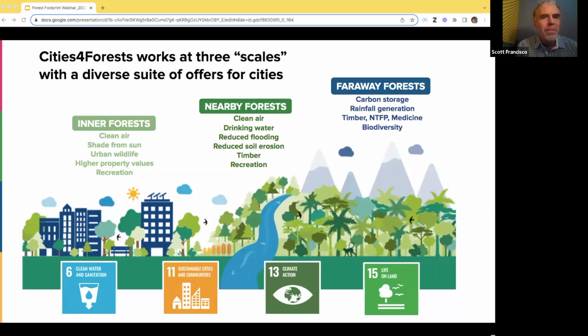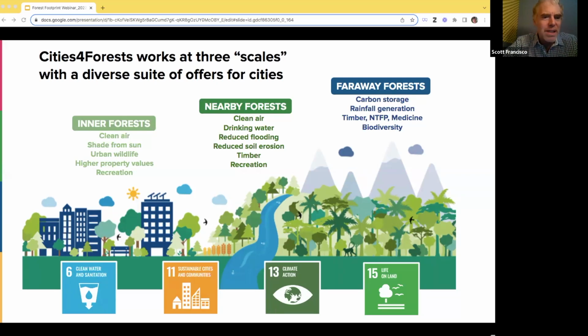To zoom out a little bit, Cities for Forests as a network works at three scales. What we've been talking about here on the far right of this slide are the faraway forests. From a city's perspective, we call them faraway forests because they are well outside of their boundaries. In the case of the northern cities of the world, tropical forests are quite far away. For some of our tropical cities, those might not be so far. But we work at all scales.